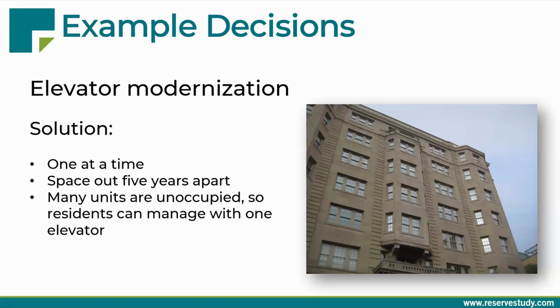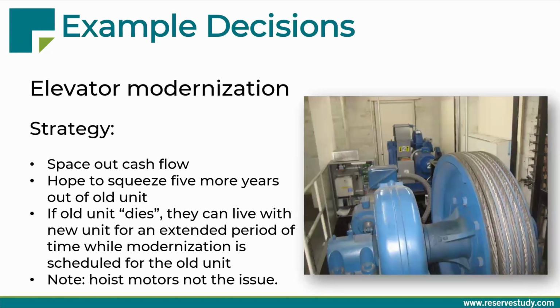What was the plan here? The plan is that we're going to take one at a time. We're going to try to space them 5 years apart, do one first, do one 5 years later, cross our fingers a little bit. But the good thing is that many units are unoccupied. It's a lot of second homes for people in this downtown location. So it's not jam packed with people. And so one elevator can pretty effectively serve the needs of the residents who might be there at any point in time.